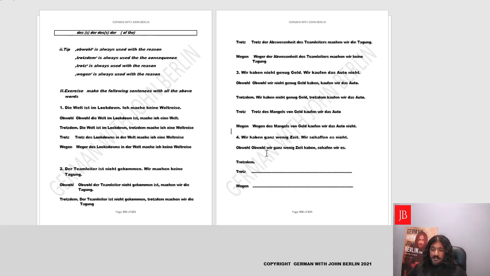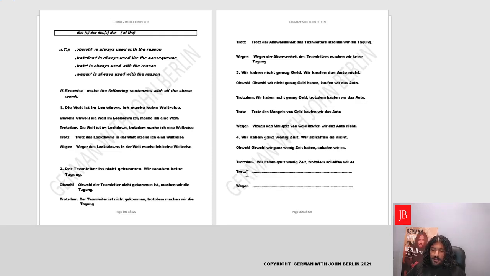We could say we don't have enough time, nonetheless we'll manage it. So wir haben ganz wenig Zeit. Nonetheless, it's like trotzdem schaffen wir es. Very good. Nonetheless, we'll manage it. Now we could make this a little, wir sollten ein bisschen kreativ sein, und mit ein bisschen Kreativität können wir doch den Satz mit trotz machen.